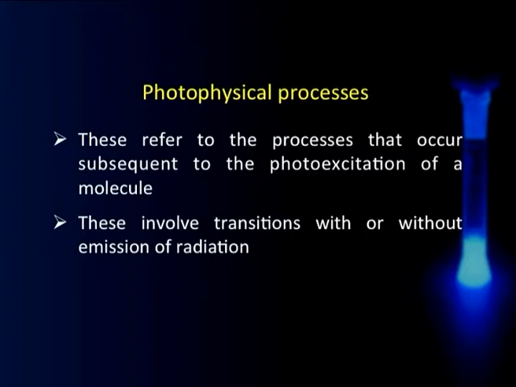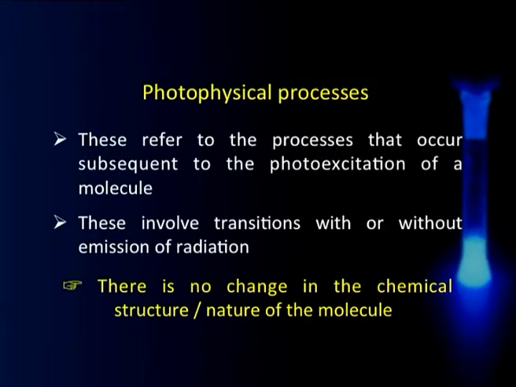That is, how does it relax down, what are the physical means of relaxation. This basically involves two kinds of things. This relaxation from an excited state to the ground state could be accompanied by an emission of radiation, or it could be without that. That means you can have thermal kinds of relaxation and things like that. The basic thing you have to take note of here is that there is no change in the chemical structure or nature of the molecule.